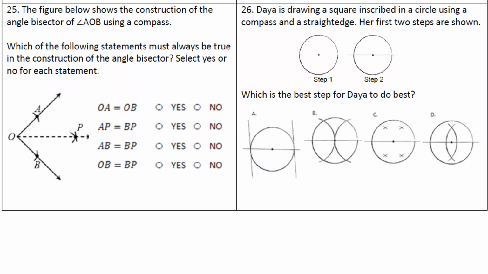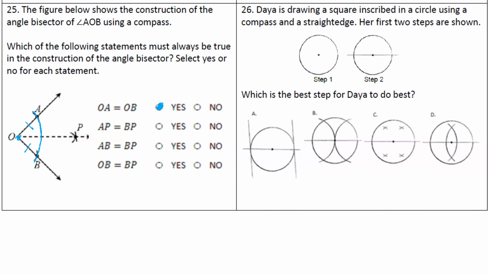On 25, again, more constructions. This again is talking about an angle bisector, and which of the following statements must always be true. So going through those same steps again. The first thing that we do is we draw an arc from point O through A and B here, so that both A and B are equal distance from O. So those 2 lengths, OA and BO, have to be the same length. So that first one is a yes, that'll always be true.